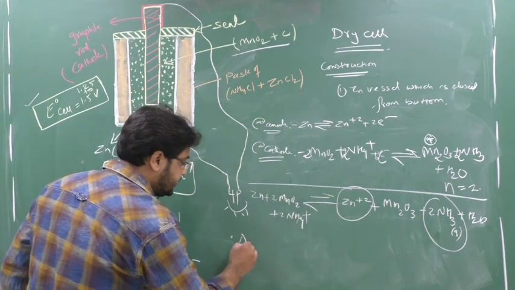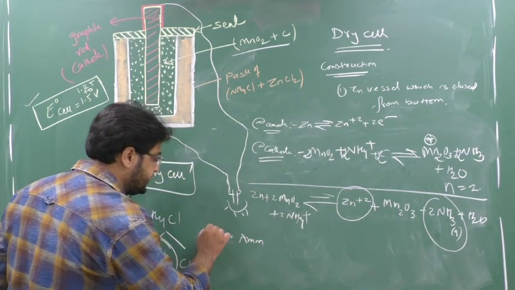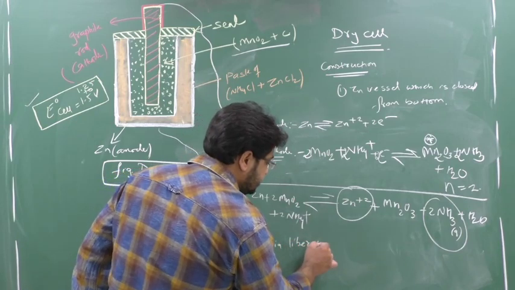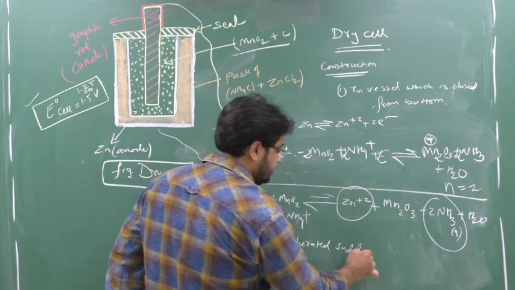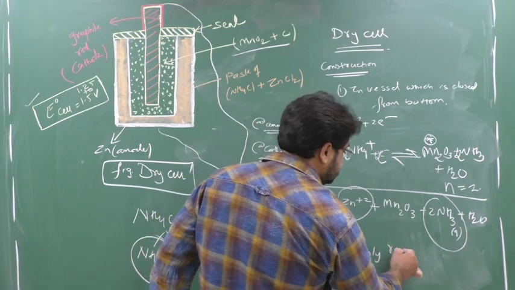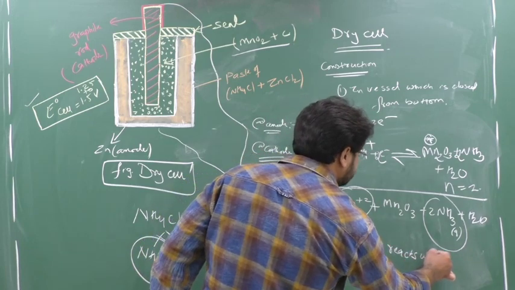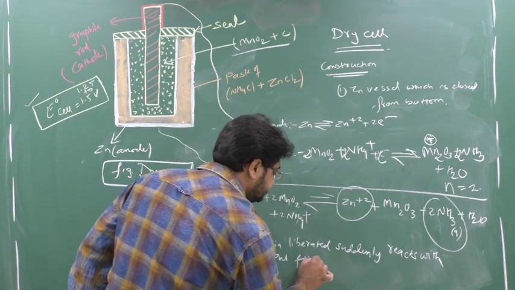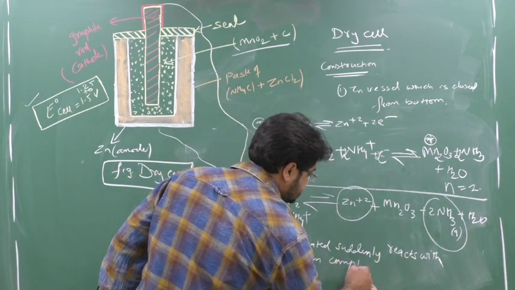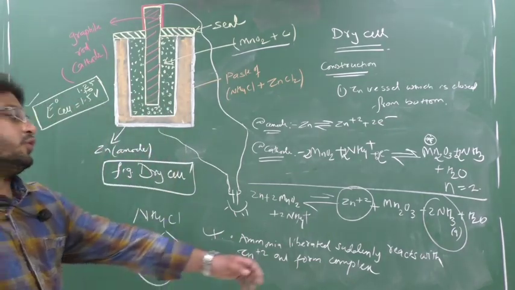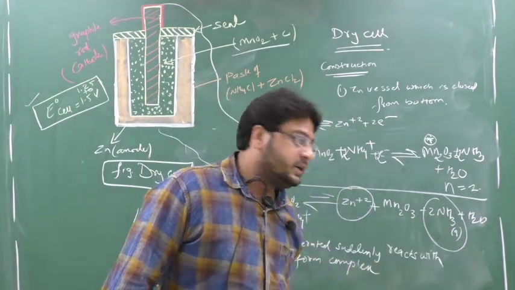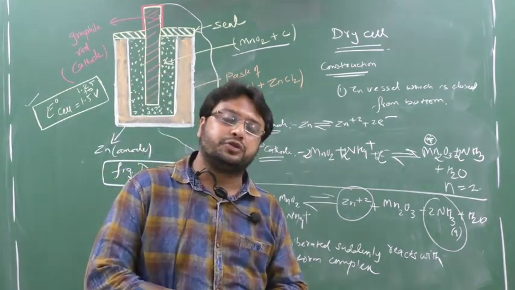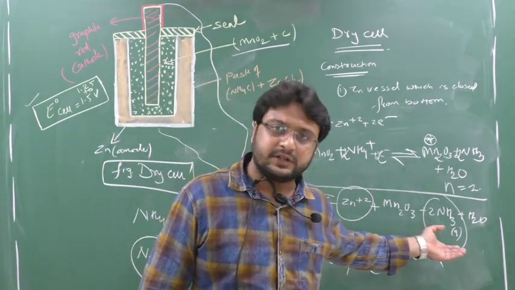So here ammonia, this is very important, keep in mind. Ammonia liberated suddenly reacts with Zn plus 2 and forms a complex. So this ammonia, what is it formed during? It is formed during the reaction, when this battery is connected to the load, during the reaction ammonia is formed as a product.